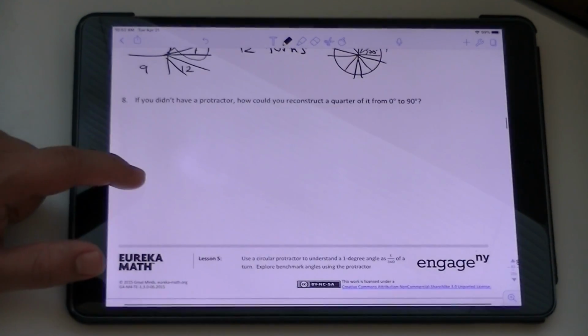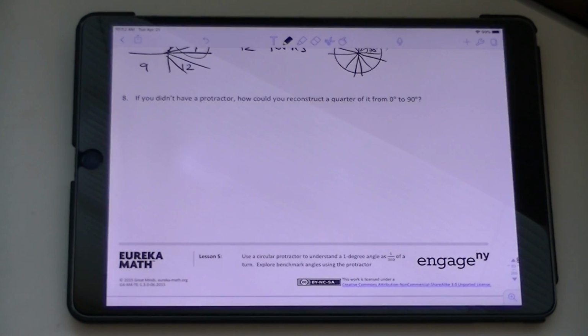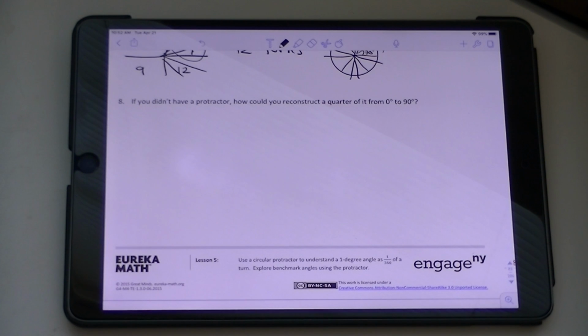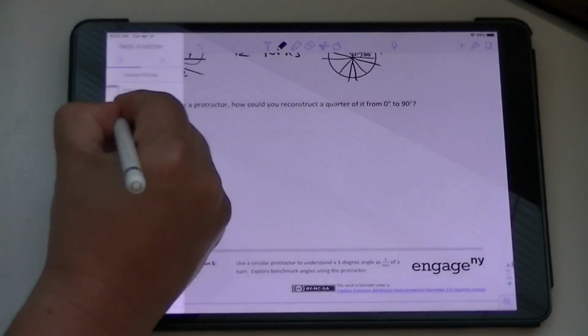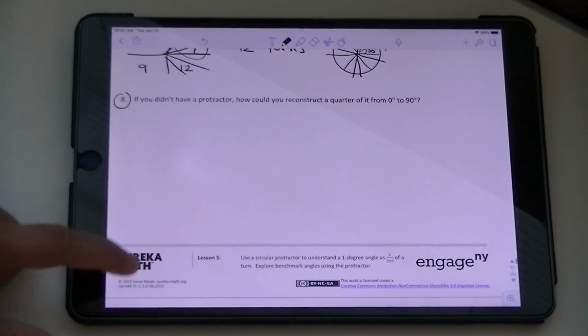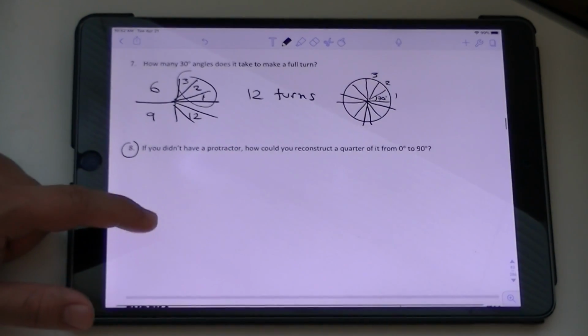Okay, if you didn't have a protractor, how could you reconstruct a quarter of it from 0 to 90? Oh, 0 to 90, that's easy. Okay, we're going to do this one in a different video. Let's see, and that's the exit ticket, so that's it.